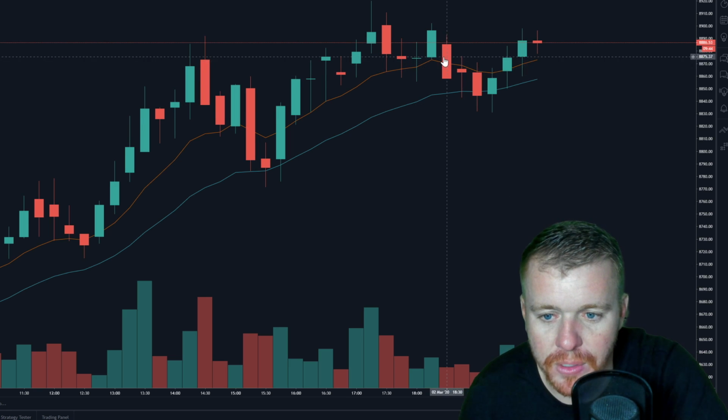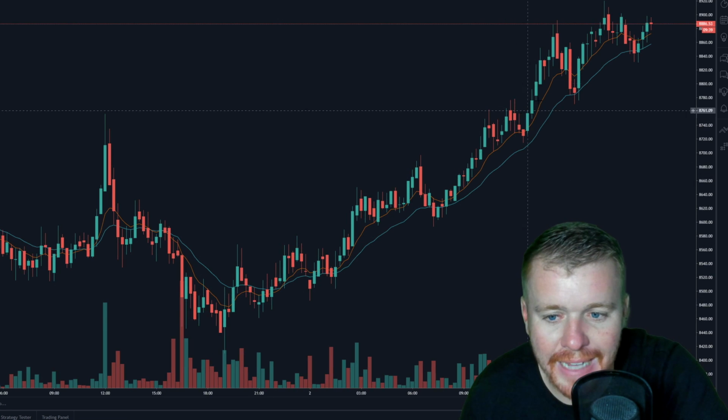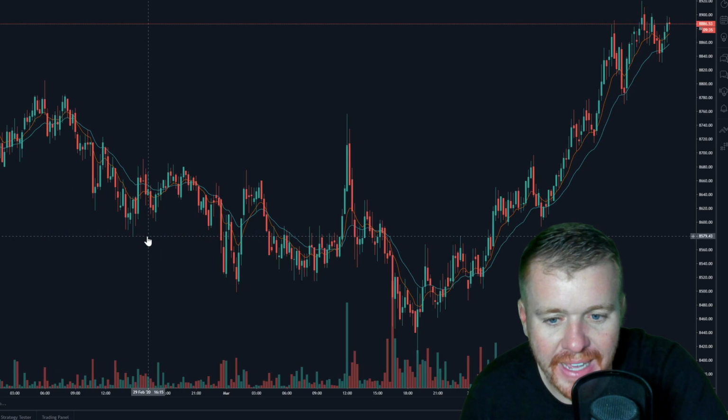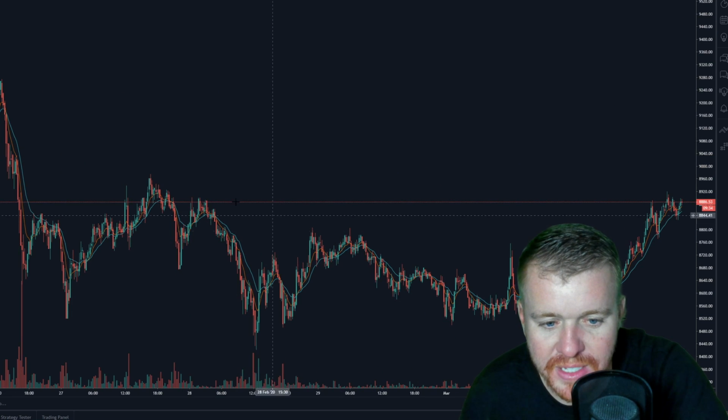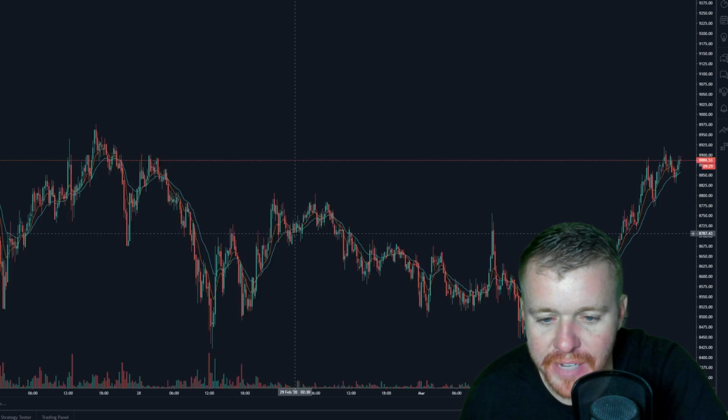We've got support there. We got the EMAs. We got this overall trend. We're looking nice and bullish. We've pushed through that previous little sell-off there at the 870 area. We're pushing through resistance. We got some resistance coming up here. We can see all this kind of stuff on the bigger time frame.